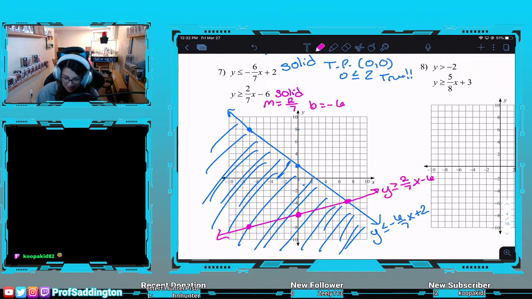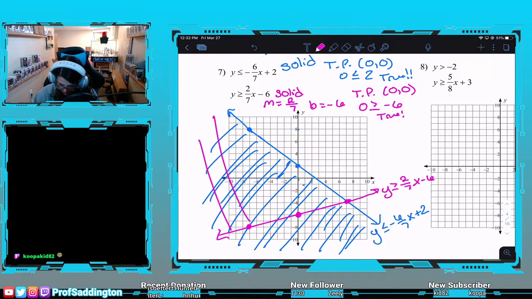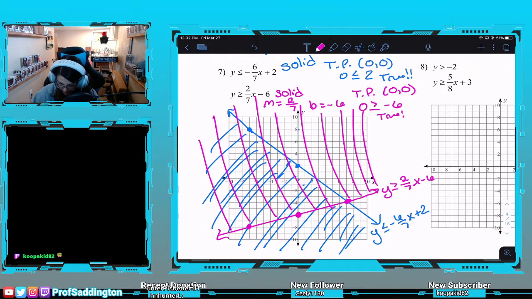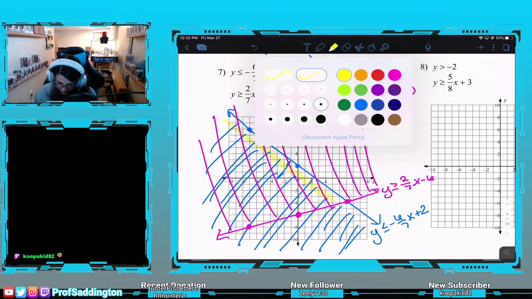And then the last step-ish is we need to do our test point, which again, 0, 0 is still fair game. So I'm going to get 0 is greater than or equal to -6. Oh my goodness, we have a true statement again. What are the odds? Since it's true, we're going to shade towards the point that worked. So up and up and up and away. Whee! Look at all this fun shading we get to do. So much shading.